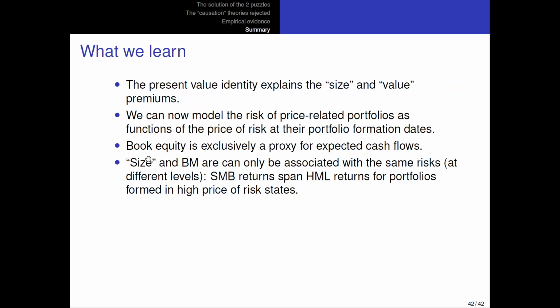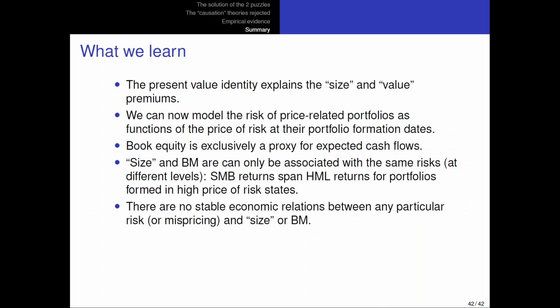We also learned that size and book to market can only be associated with the same risks. They're just associated at different levels, as we saw in that picture. And we also saw that SMB returns span HML returns for portfolios formed in high price of risk states, confirming that this is true.